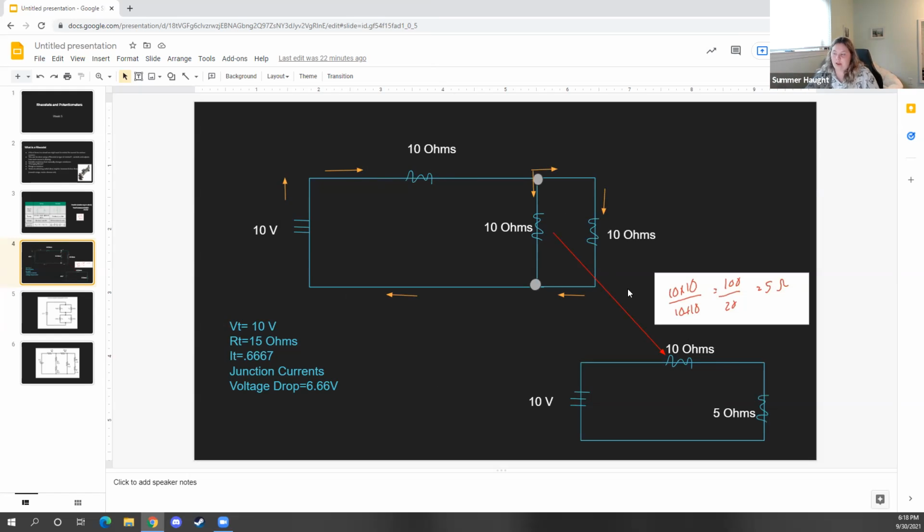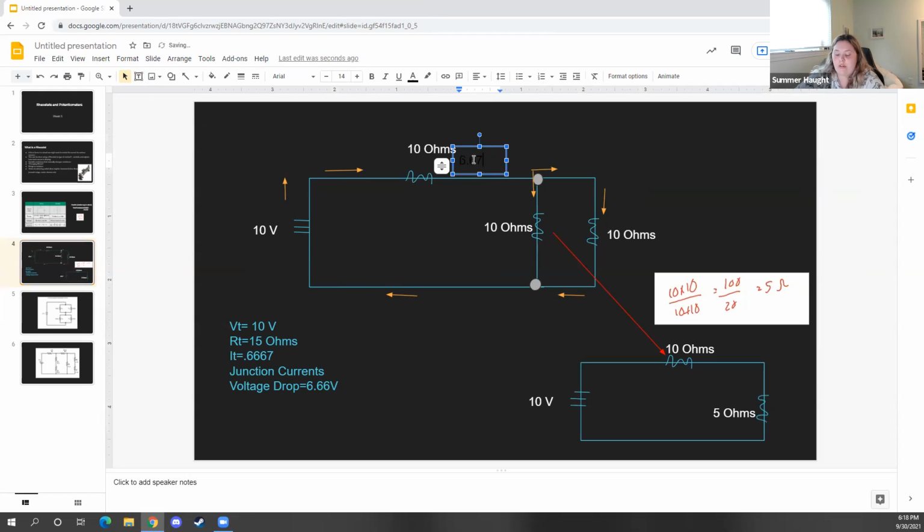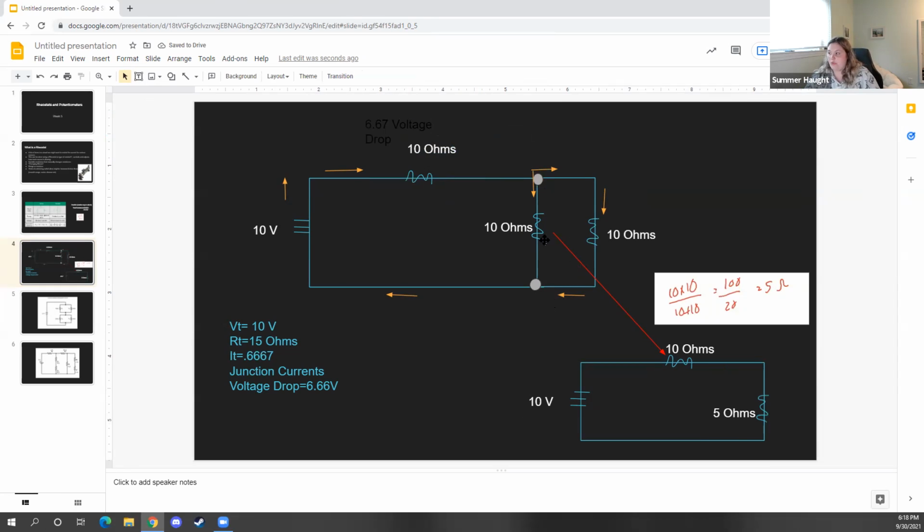This is where it gets a little bit confusing. So the voltage drop again right here is 6.66. Let's write that, which, if you look in the video, he does. So 6.67 is the voltage drop for this line right here. And let's put it above this 10 ohms so we know that we're talking about that. So we can also calculate the voltage drop for this parallel situation of the circuit.